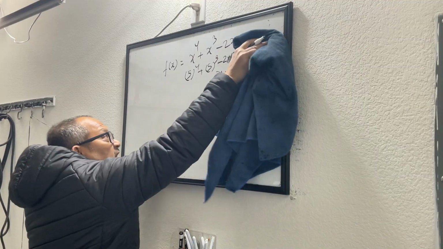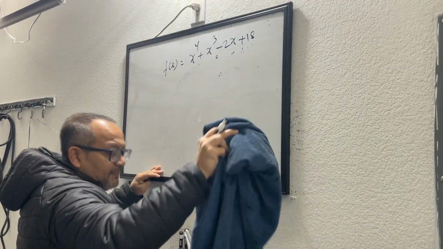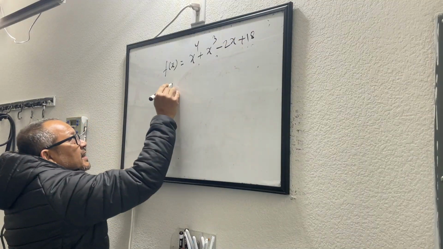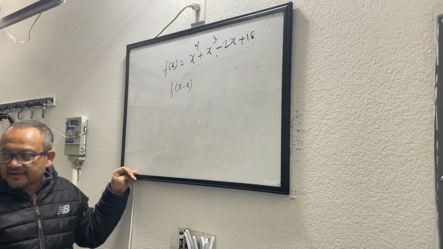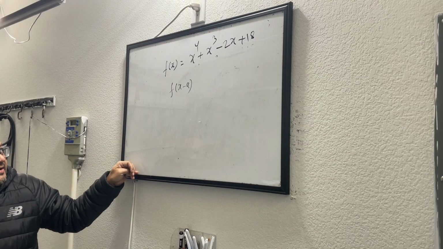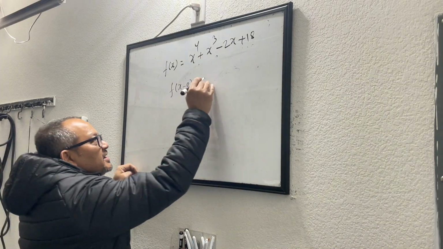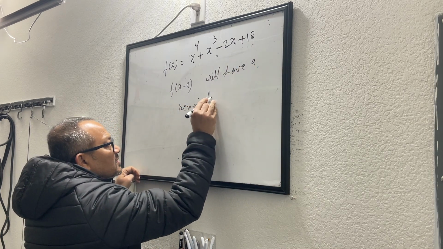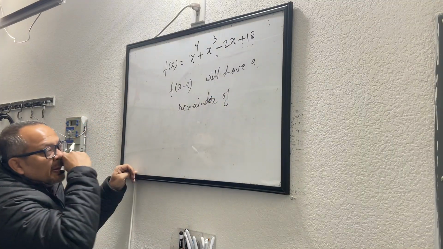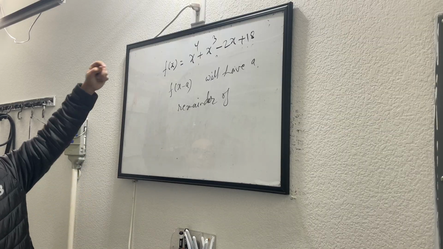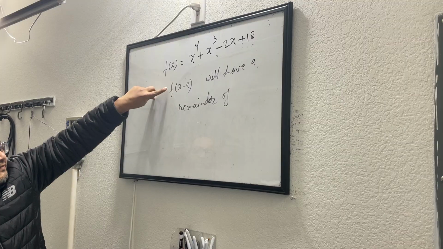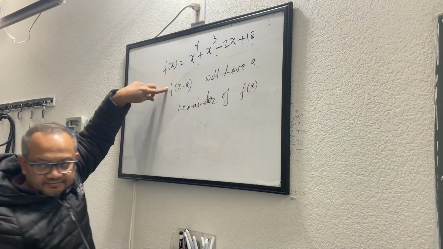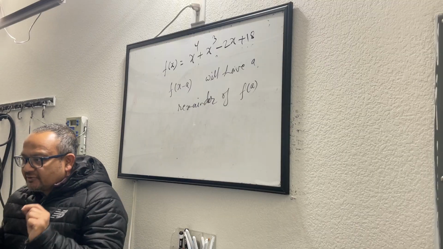So this polynomial remainder theorem says that if you have a polynomial function whose value is equal to this polynomial, then if you divide the function of x by x minus a, you will have a remainder of f of a. Now it sounds very cryptic, right? Let's look at it in a very simple way.